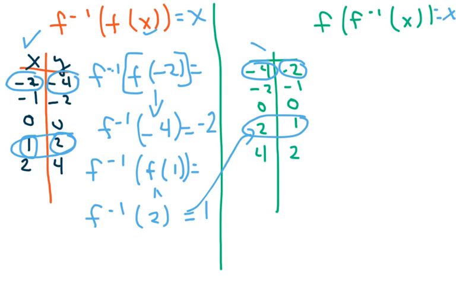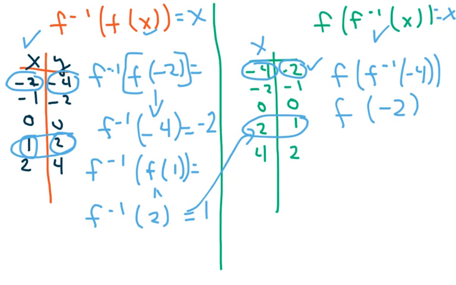Now our domain here for f inverse is -4. So I'm going to try that first. I'm going to say f composed with f inverse of -4. Okay, f inverse of -4 is -2. f of -2, we come back to this first one here. f of -2, we notice, is -4. So we come right back to this.